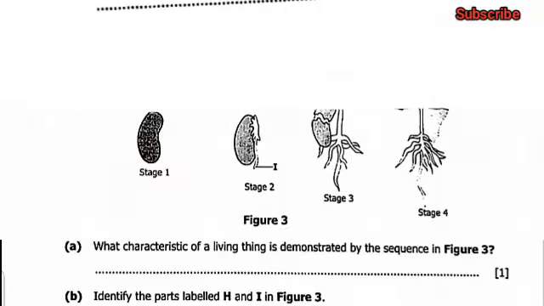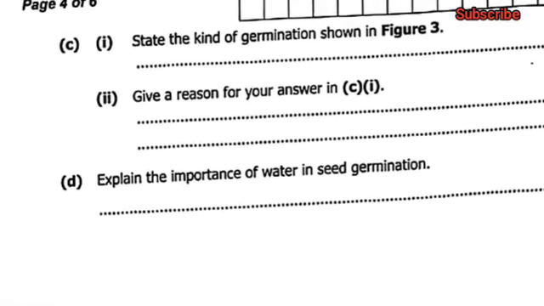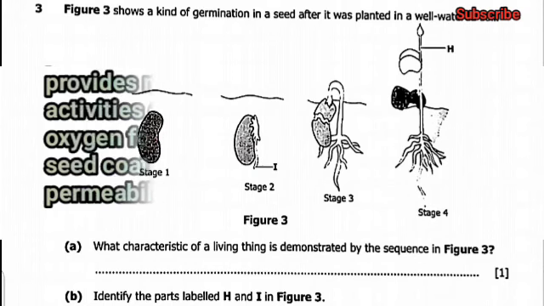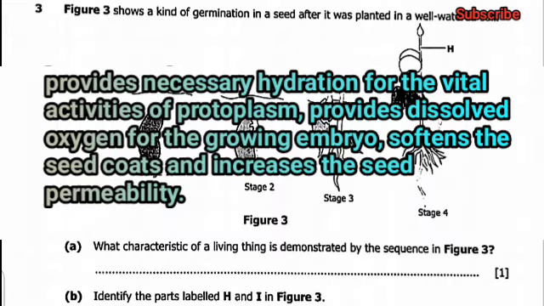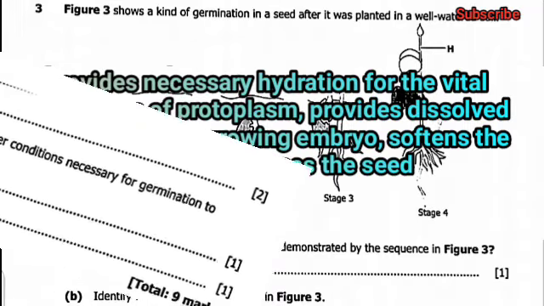Okay. D. Question D. They are saying explain the importance of water in germination. Water provides necessary hydration for the vital activities of protoplasm. It also provides dissolved oxygen for the growing embryo. Apart from that, it softens the seed coats and increases the seed permeability.